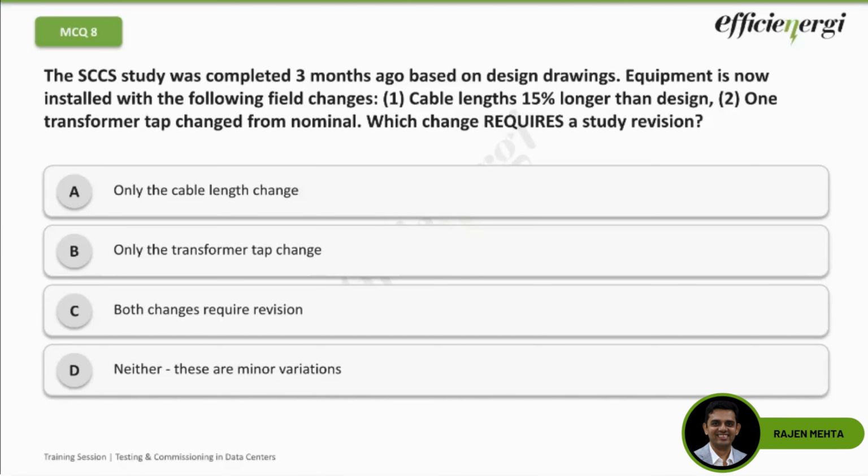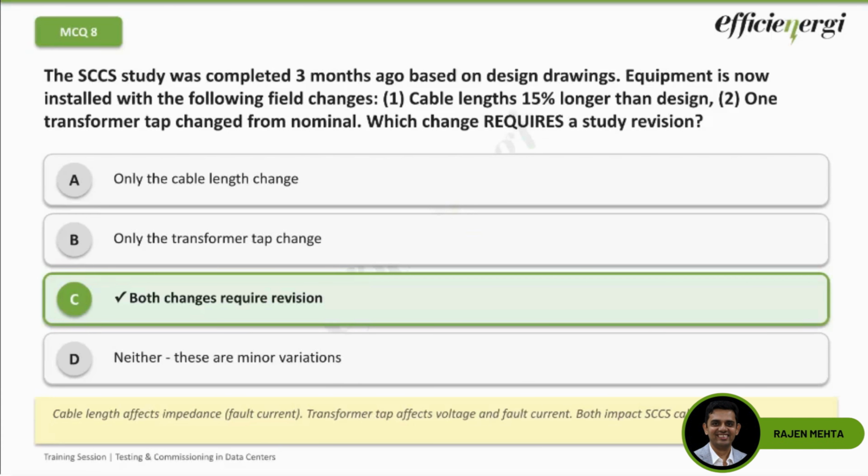Okay. And why would you say that? The 15% length also increased, and then the tap also changed. So in the interest of time I will move forward. Yes, both the changes will require revision.